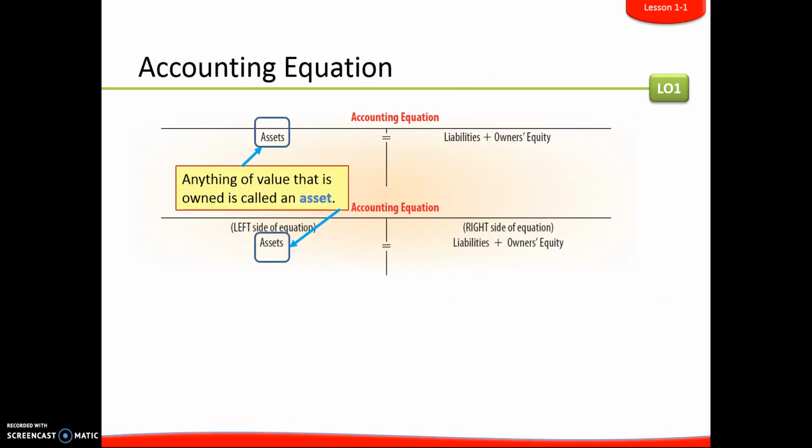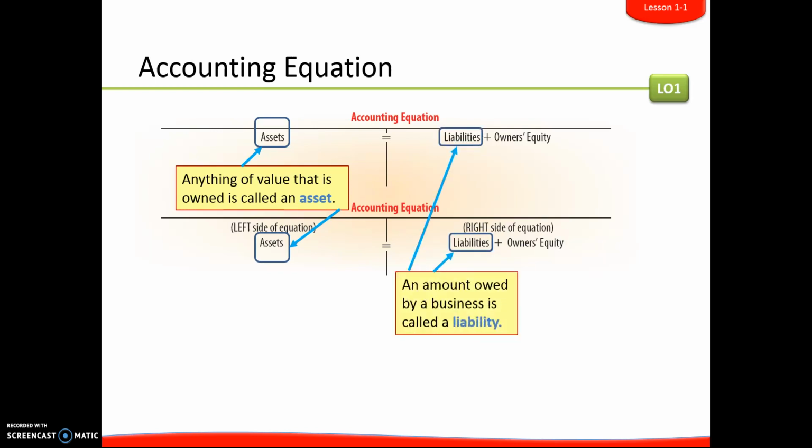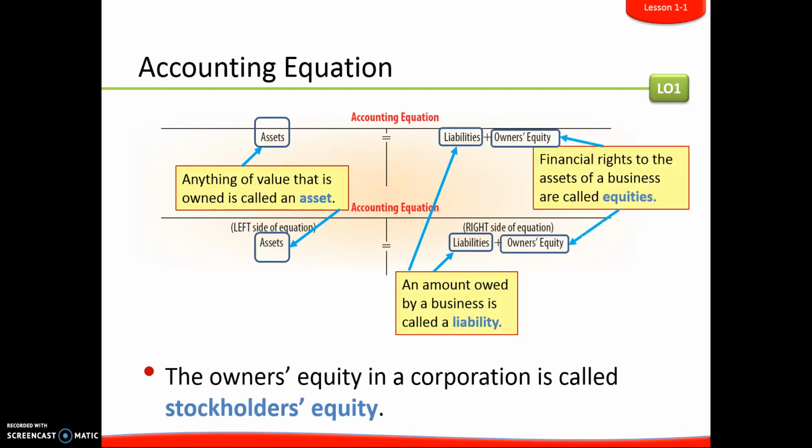So here's just a quick review of our accounting equation. Remember, we have assets equaling liabilities and owner's equity. Remember, assets are anything of value that is owned by a business. A liability is any amount that is owed by the business. And the difference between those is owner's equity. In a corporation, of course, we call that stockholders' equity. Hopefully, that is nothing new for us.